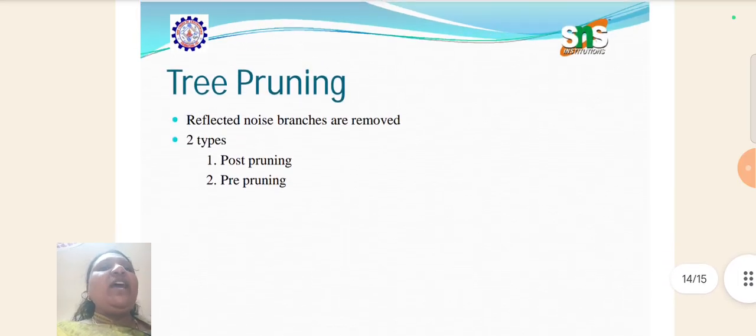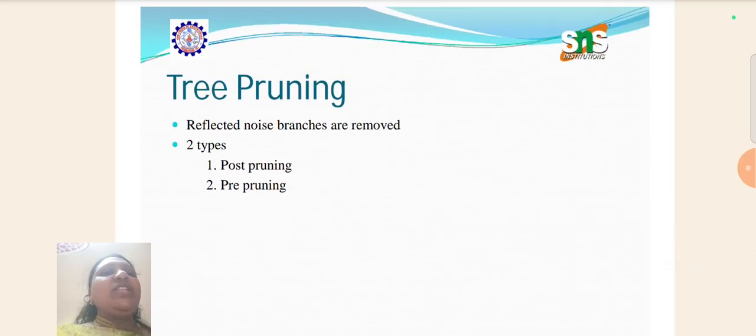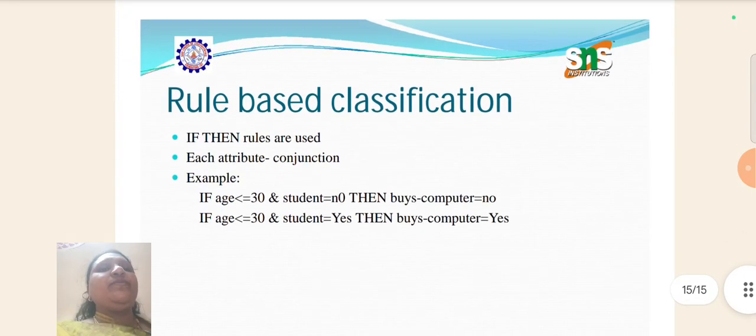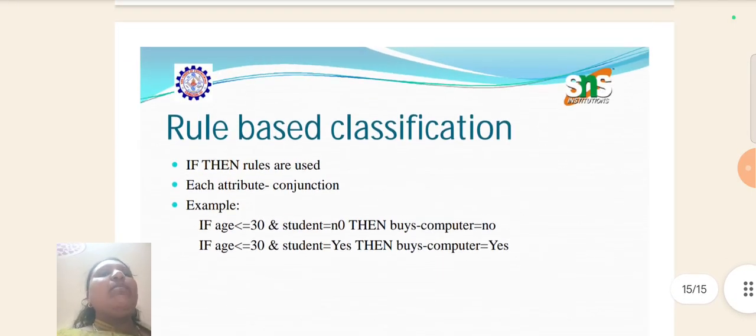Here we have two more things. One is tree pruning. Tree pruning has post pruning and pre pruning, with the help of which noisy branches are removed. This is how tree pruning is done, either pre or post. Finally, we are going to see rule based classification.